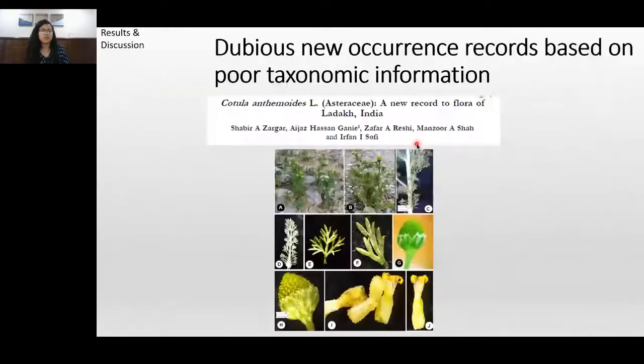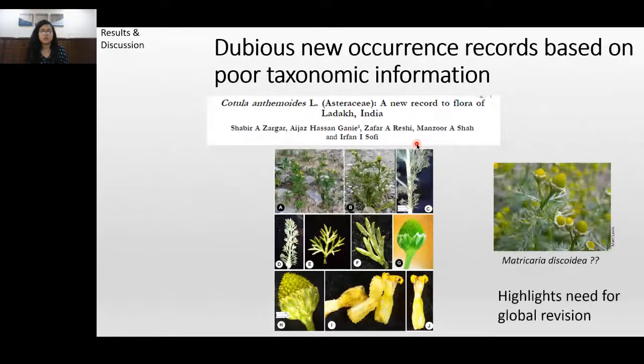So this is apparently a new record of Cochlear anthemoides in India. And after examining this paper, we realized that this isn't Cochlear anthemoides at all. It's not even from the genus Cochlear. It's from a completely different genus. And this just highlights the need for a global revision of Cochlear.